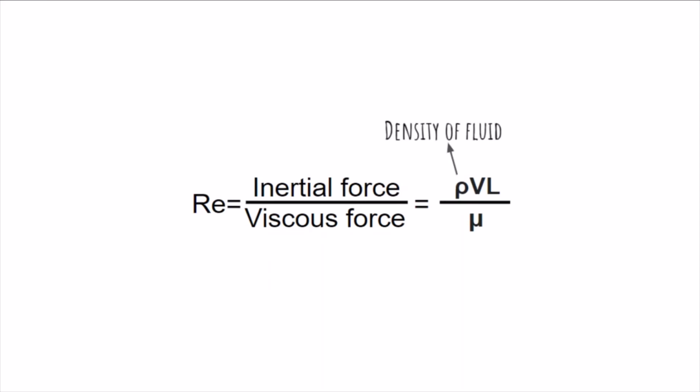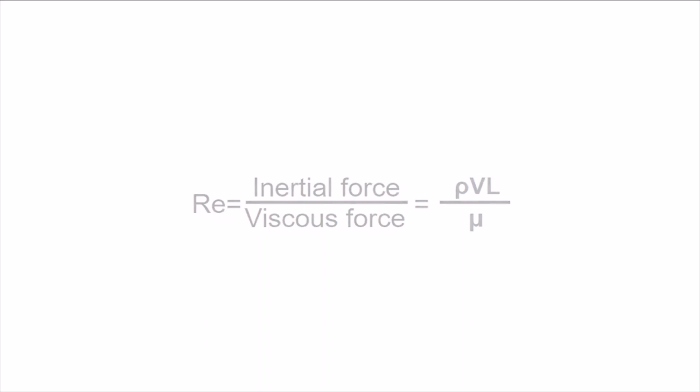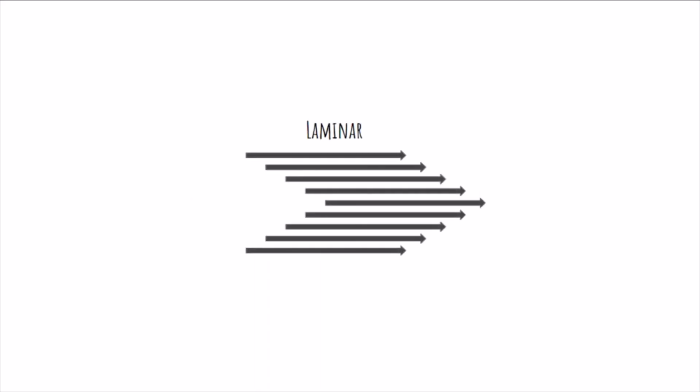Here ρ is the density of the fluid, v is the fluid velocity, L the length of the column, and μ is the viscosity of the fluid. Viscous forces here are like frictional forces which keep the layers of fluid together, hence with more viscous forces, the flow will be laminar, but once inertial forces are large enough, the layers misbehave, and we have turbulent flow.